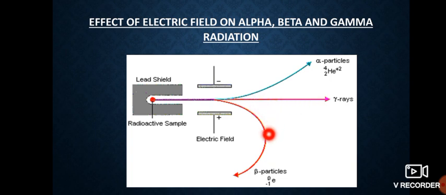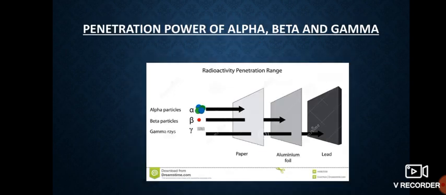Beta radiation, on the other hand, will be attracted towards the positive plate because beta particles are negatively charged and unlike charges attract. When you come to helium atoms, the alpha particles, they will be deflected towards the negative electric plate because the alpha particles are positively charged.